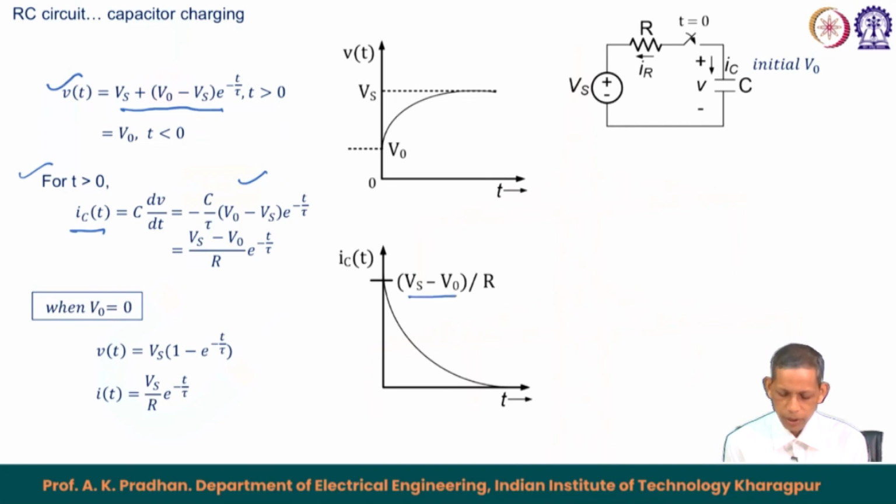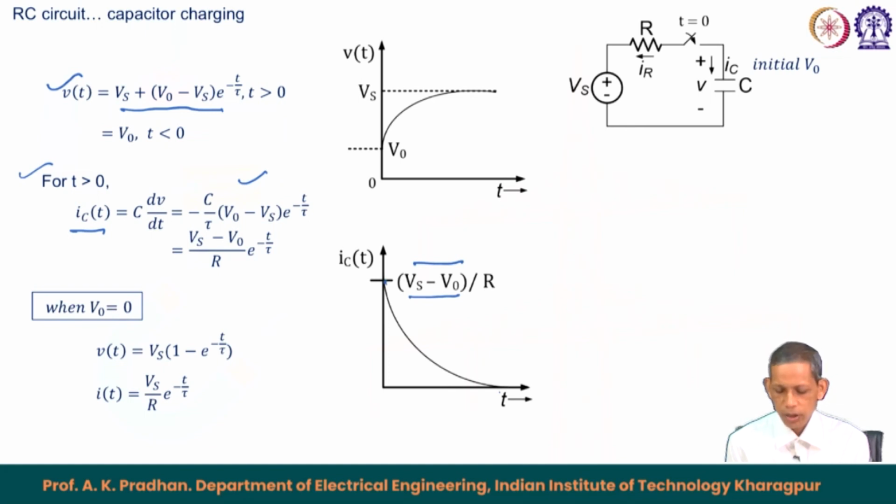So, if you see this, V s minus V naught is a fixed term, multiplied with the exponential term. V s is given, V naught is given, R is also fixed. So, from there this becomes an exponential term and vanishes. Like the earlier case, in this case also the corresponding current through this capacitor happens to be decaying like this.